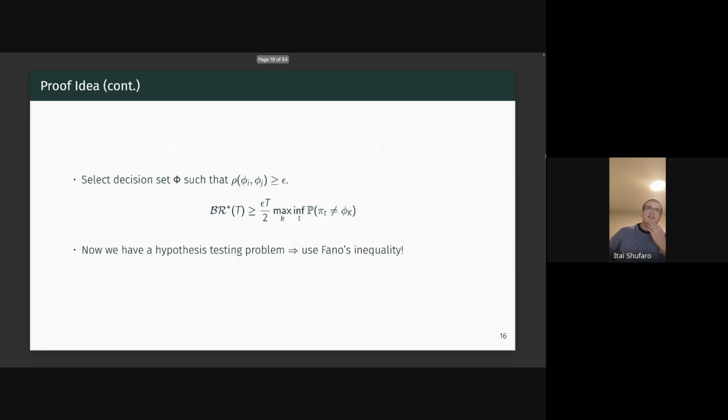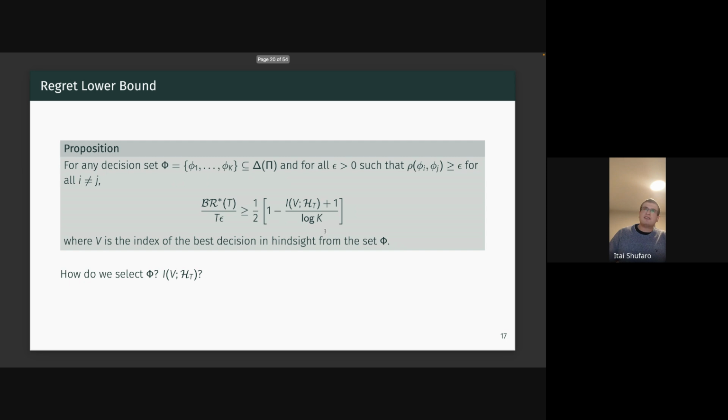So just to state it formally, we had another constraint on our set selection. We selected a decision set phi such that the metric rho between any two decisions is larger than some epsilon. Then the Bayesian regret can be upper bounded by epsilon T divided by 2 times some max inf over the probability of error of a finite hypothesis testing problem. Now that we have a hypothesis testing problem, we can finally use Fano's inequality, and we obtain exactly the lower bound that we showed earlier.